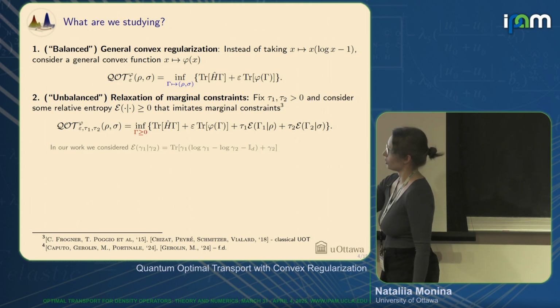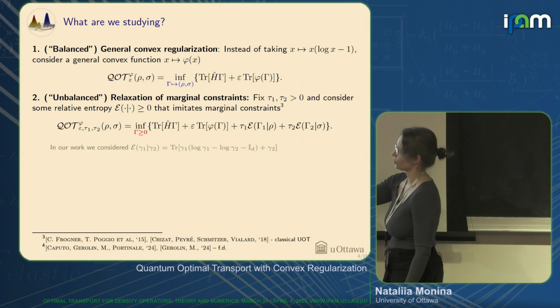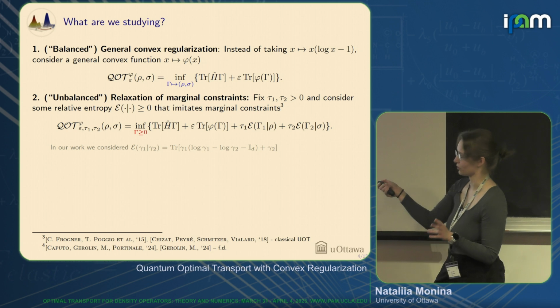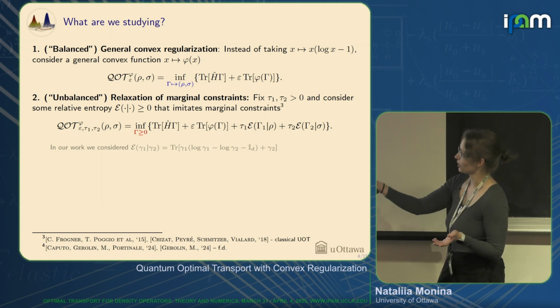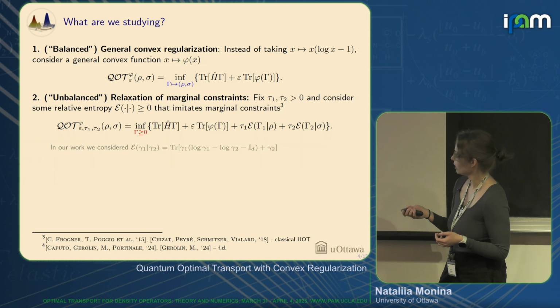In our work, we decided to stick to one example of the relative entropy, which is the Hellinger-Kantorovich entropy, that was mentioned already many times, I think, in the tutorials week. But for those who were not here, I'm just saying which one we used in our paper.